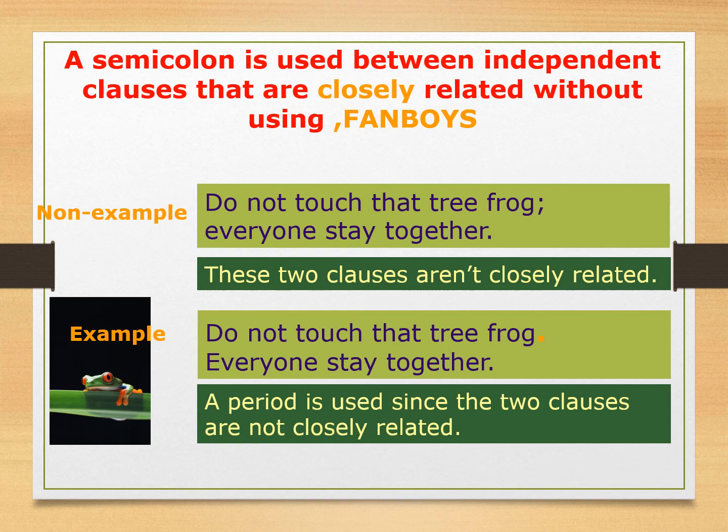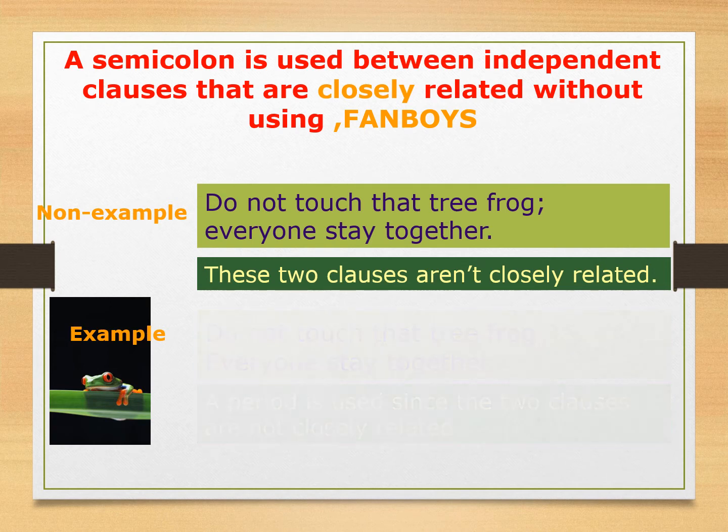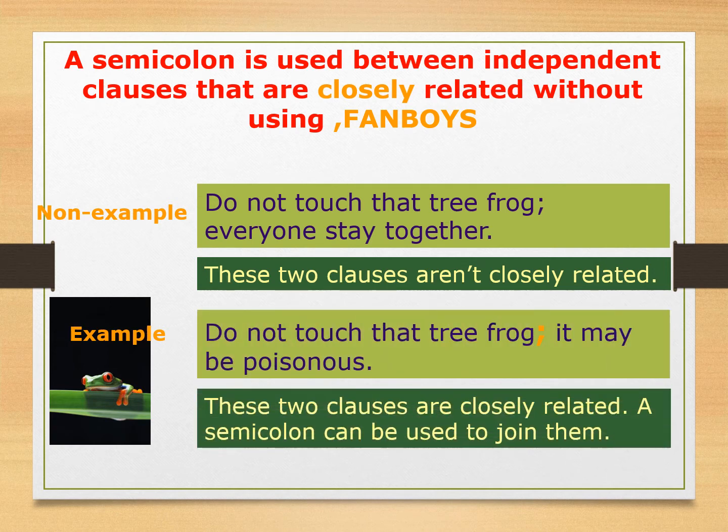So here we use the period when the two clauses are not closely related, but we use a semicolon, okay, when they are closely related. Don't touch that tree frog. It may be poisonous. So these two clauses here are closely related. They have the same meaning. They complete each other in meaning. So a semicolon can be used here to join them. You got it? Excellent.